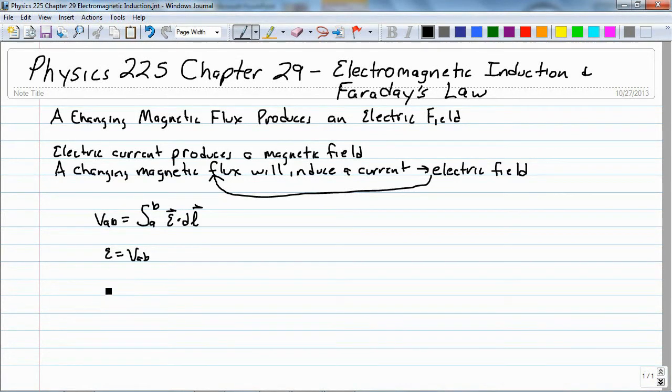and the induced potential is just negative N times the derivative of the change in phi with respect to time. And if I put everything together, transitive property, then I have that the integral from A to B of E vector dot dl vector is equal to Faraday's law.